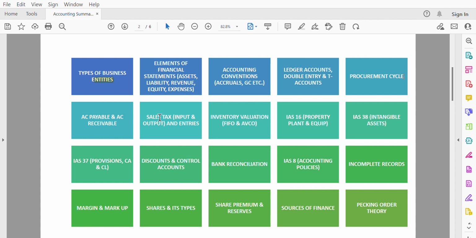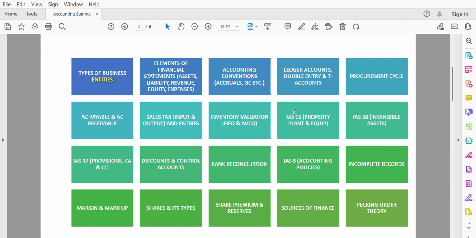Then there is a concept of inventory valuation. The inventory which you are holding in your warehouse has to be valued. So the valuation method is either FIFO, first in first out, or the average method. First in first out means that the inventory which was bought first needs to be taken out first, and the costing would also be applied in the same manner.